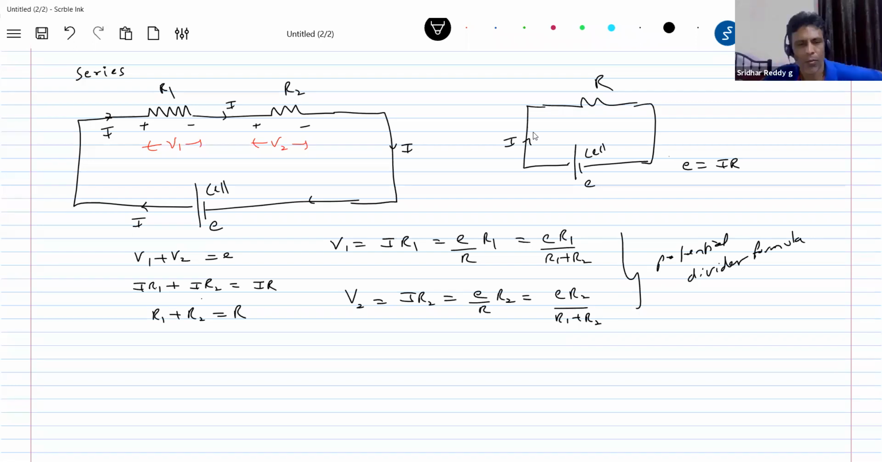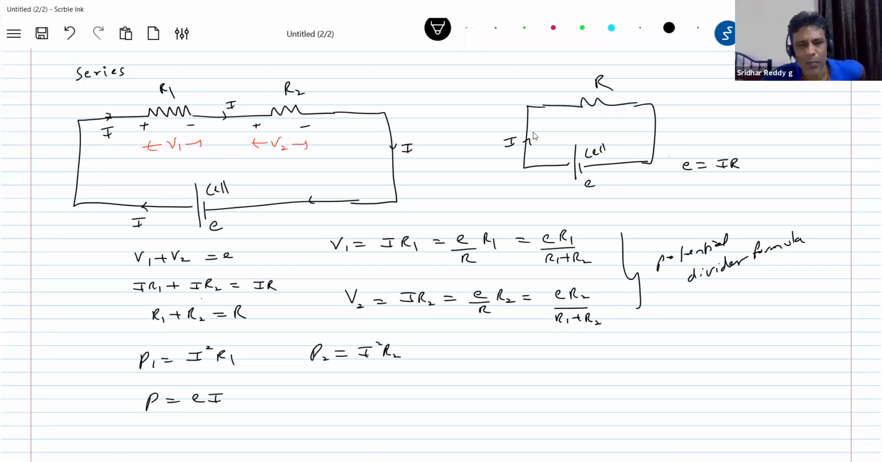Now, whatever the power dissipated: P1 you can write as I square R1, P2 as I square R2. And what is the total power generated? E into I. Any relation between them? How should the power generated by the cell be related to the power dissipated across the bulb? In place of resistors, you can connect a bulb. Two bulbs are in series.